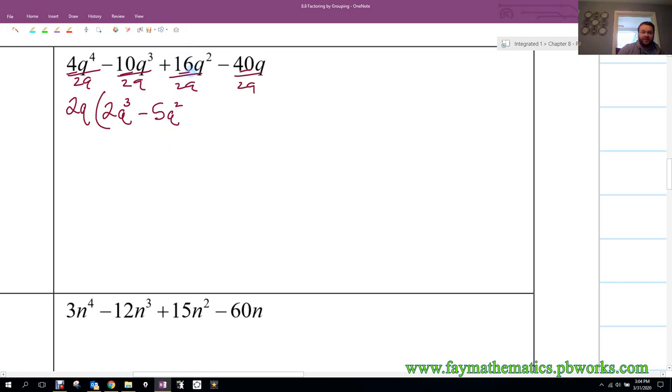16 divided by 2 is 8. Q squared divided by q is q to the 1st. And now 40 divided by 2 is 20. It's going to be negative, and the q's cancel out, so I'm left with that.